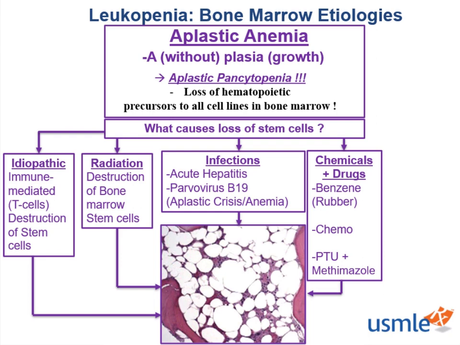Propylthiouracil, PTU, and methimazole can be used in the management of patients with hyperthyroidism and have been known to cause aplastic anemia, requiring routine monitoring of blood cell counts.